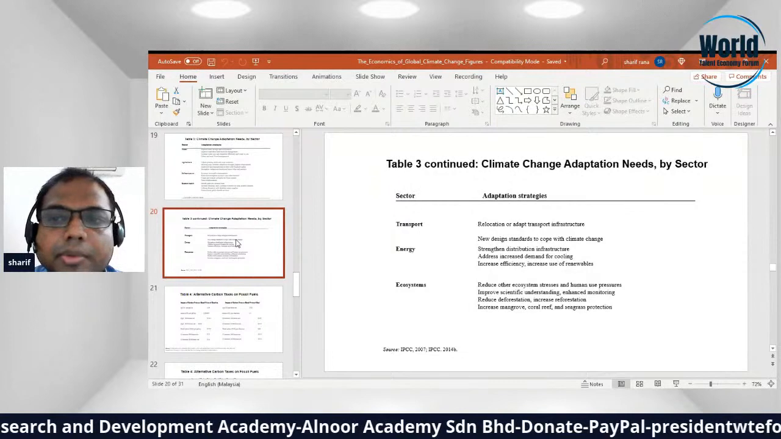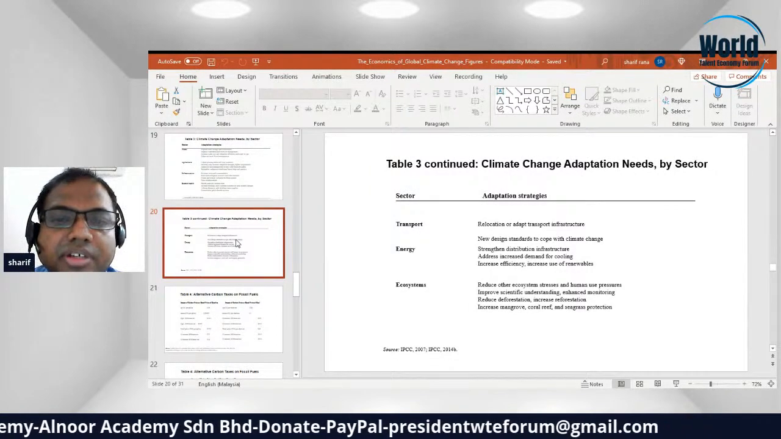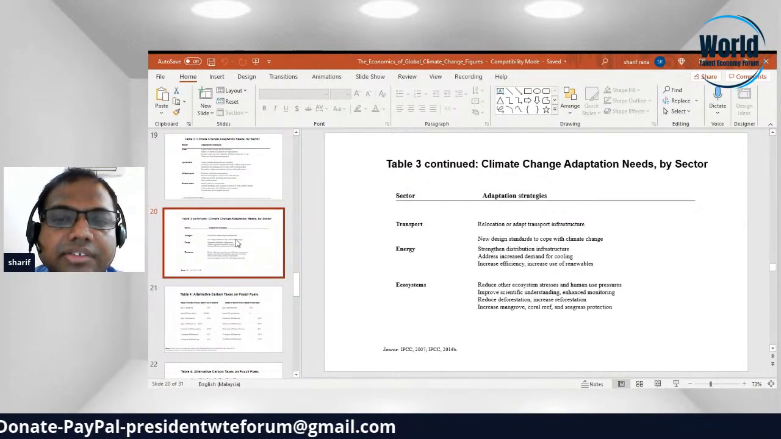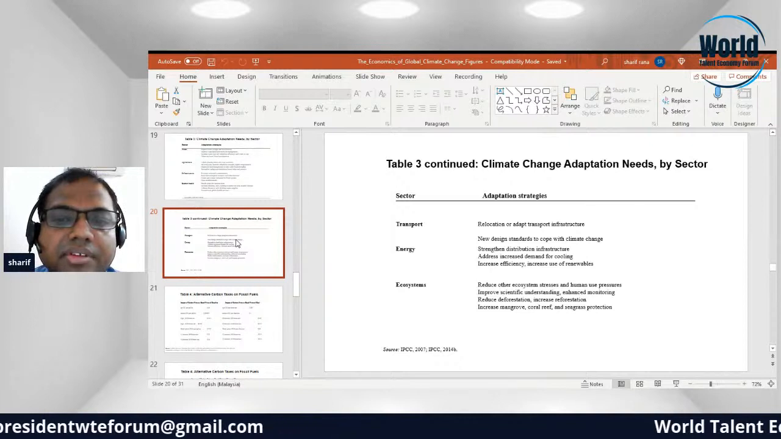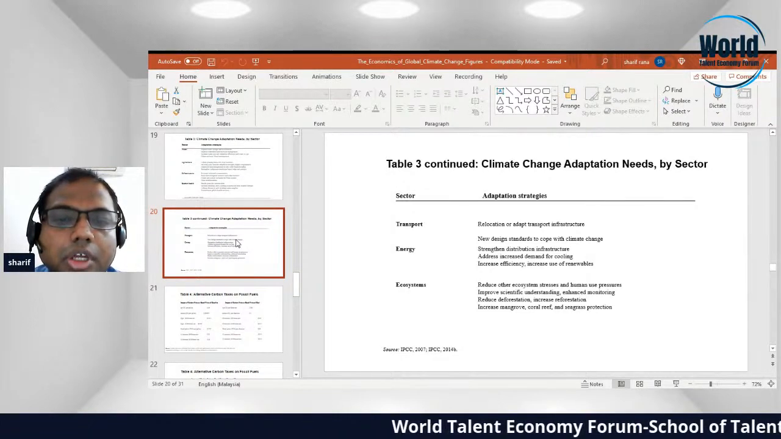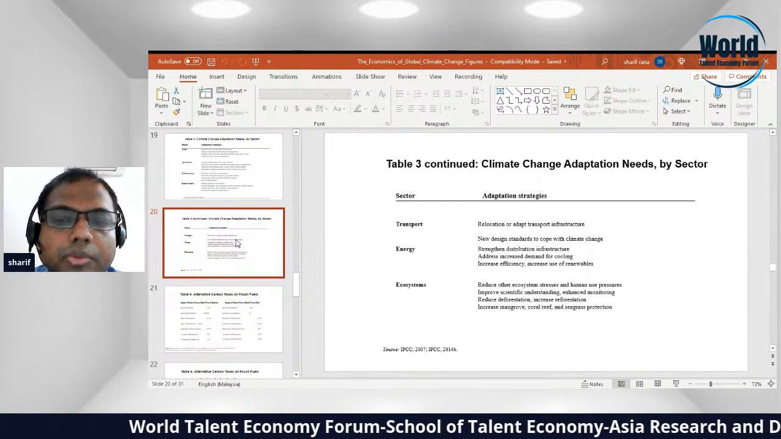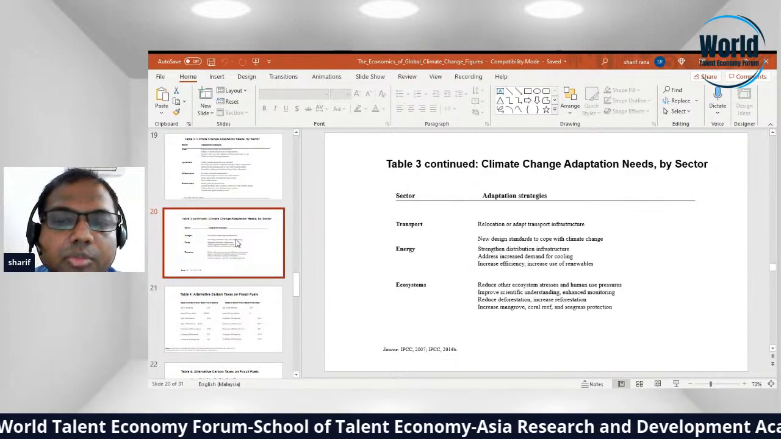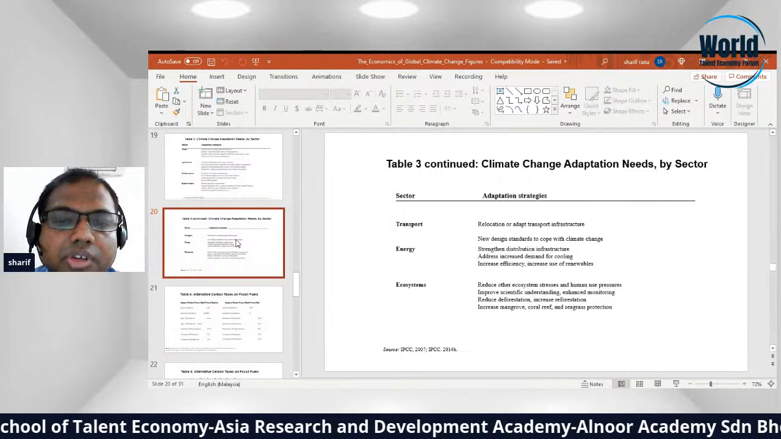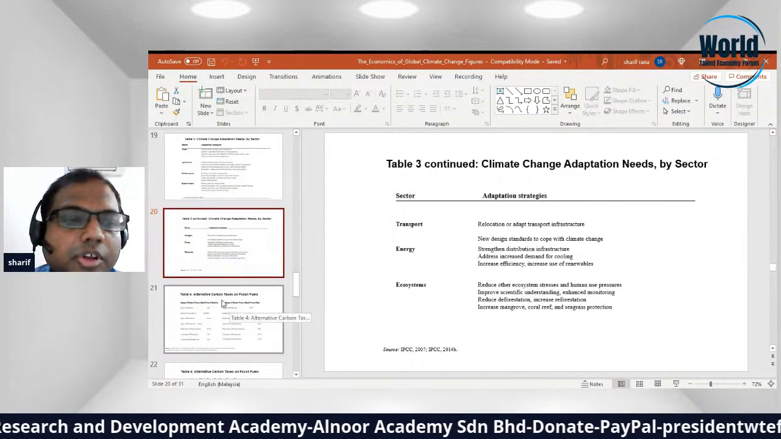Continuing climate change adaptation needs by sector: transport, relocate and adapt transport infrastructure; energy, new design standards to cope with the climate change, strengthen distribution infrastructure, address increased demand for cooling, increase efficiency, increase use of renewables; ecosystem, reduce other ecosystem stress and human use pressures, improve scientific understanding, enhance monitoring, reduce deforestation, increase reforestation, increase mangrove, coral reef and seagrass protection.